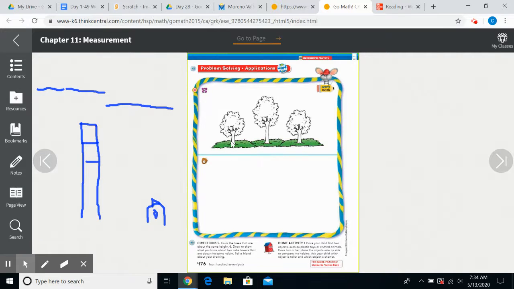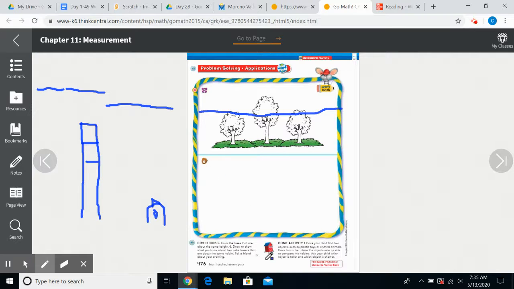On this page, there's 3 trees, and what they want us to do is to get a color and to color the trees that are about the same height. If I took a line, I could go across. I see this tree. Let me make a line that goes across the top of this tree and see what happens. Here's my line. It's not very straight, but I can see this tree is taller than these 2 trees. And these 2 trees touch the line, which means they are about the same height. I can take my color, I'm going to color this tree in, and I'm going to color this tree in.